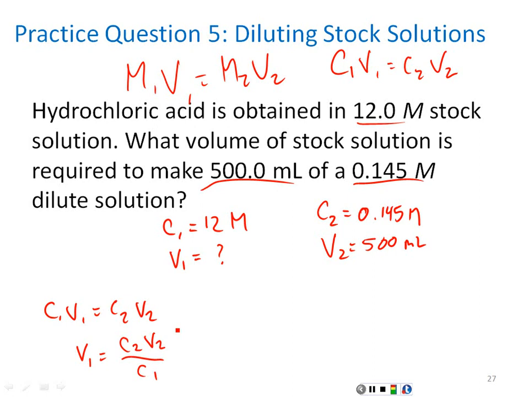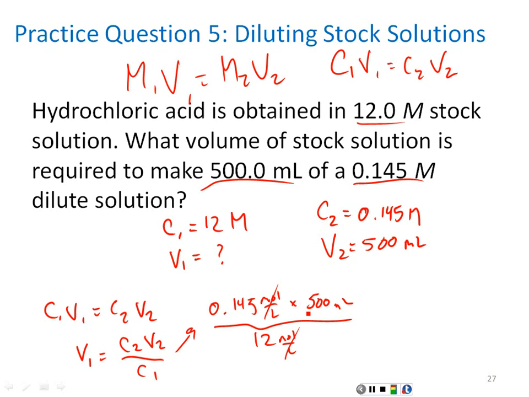Now you might think that you're given the volume in milliliters, you should convert to liters. But let's look at the dimensional analysis of this. So you have 0.145 molar, which is moles per liter, times 500 milliliters divided by 12 moles per liter. So the moles per liter cancel, and what we're left with is an answer in milliliters. So you can convert to liters if you want, but it's not necessary.